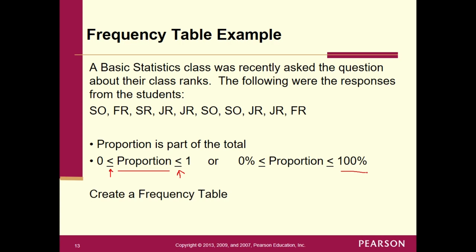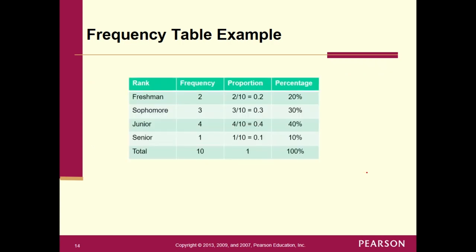All right, so we're going to create a frequency table here. And so here it is. If you go back to the data there, we had 2 freshmen, 3 sophomores, 4 juniors, 1 senior. We had a total of 10 people. Okay, so there's your frequency. It's just the count of things in your data.